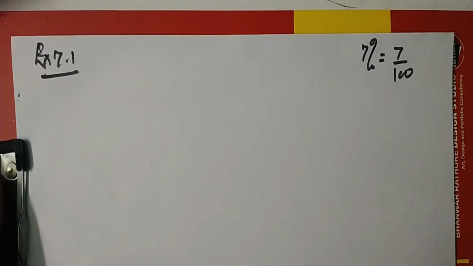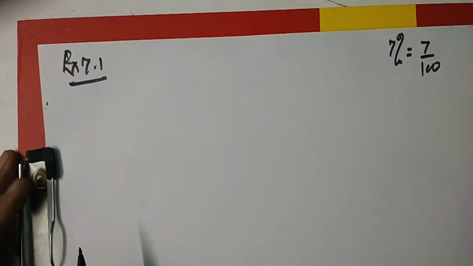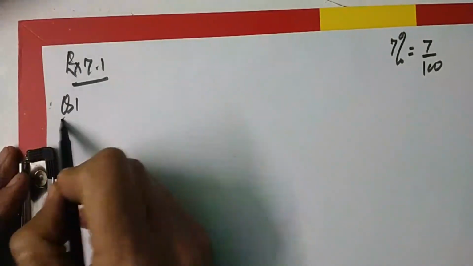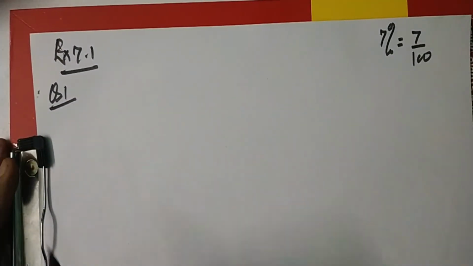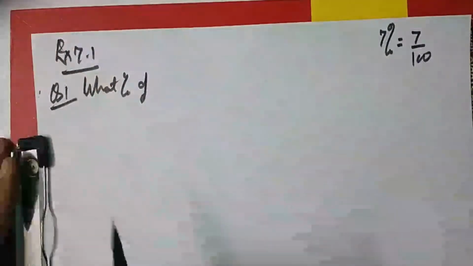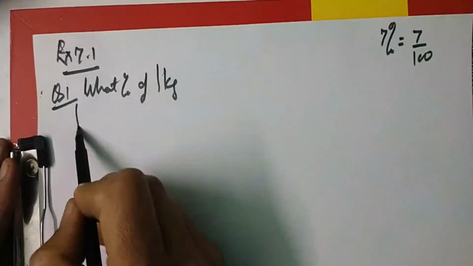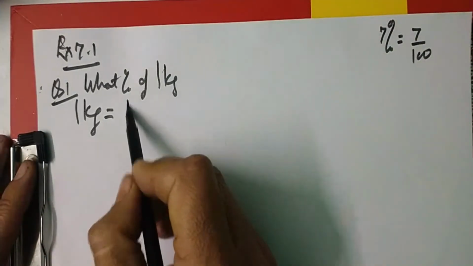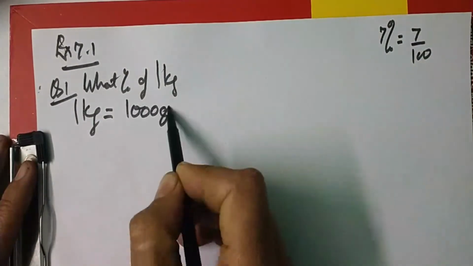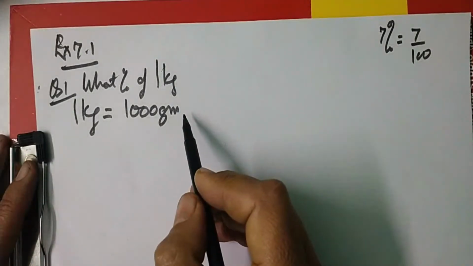So it says what percent of 1 kg is 20 gram. What percent of 1 kg? So 1 kg you will first convert into grams. So 1 kg means 1000 grams. And you have to find 20 grams is what percent.